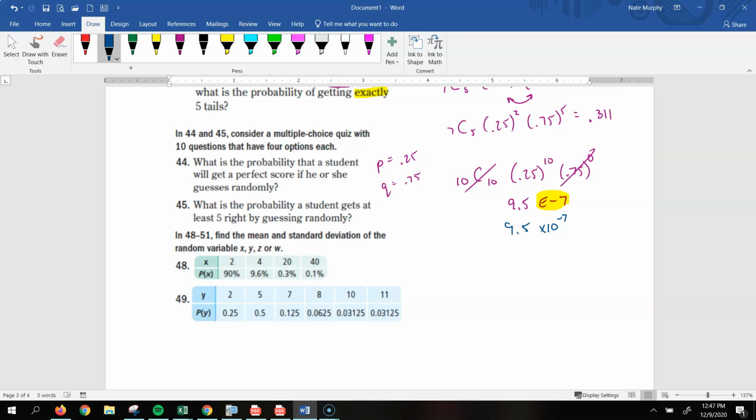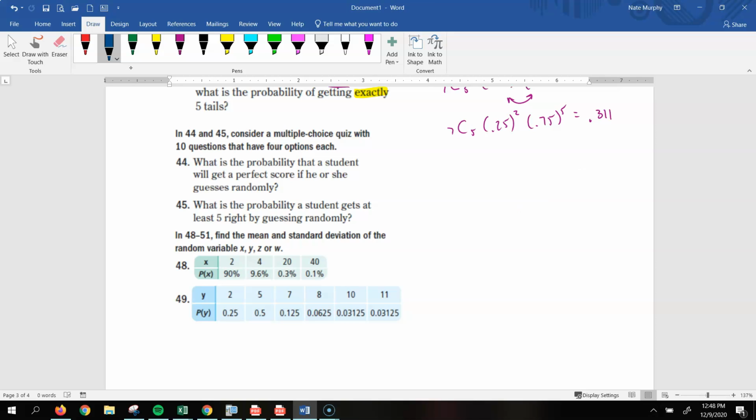All right, number 45. What is the probability? So this is 44. For 45, what is the probability a student gets at least 5 right by guessing randomly? So this is one where we're going to have to add a bunch of stuff together. The reason I know that is because it says "at least."